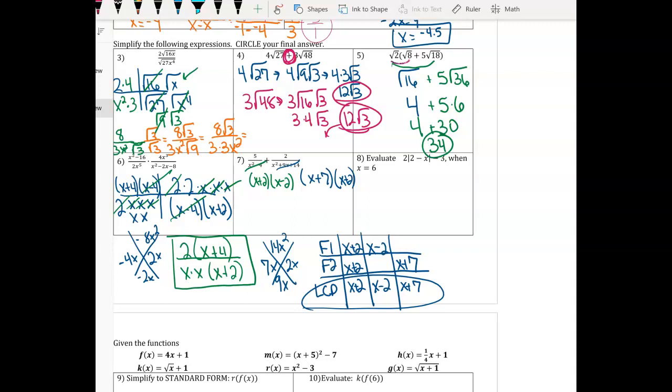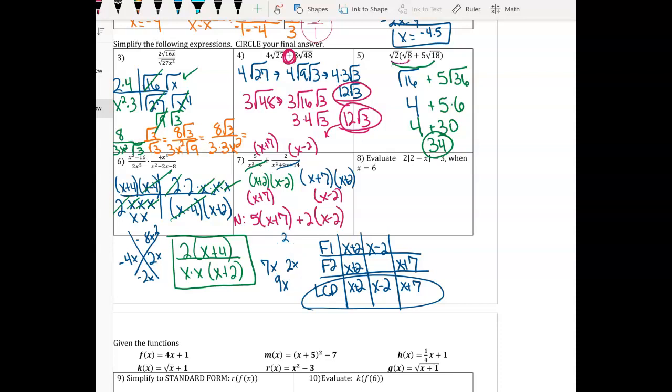And I'm going to take the first fraction, and it's missing the x plus 7, so I'm going to put it on the bottom and on the top. The next one is missing an x minus 2, so I'll put it on the bottom and on the top. So as far as my numerator goes, I started with a 5, and I gave it an x plus 7. And I started with a 2 and gave that an x minus 2.